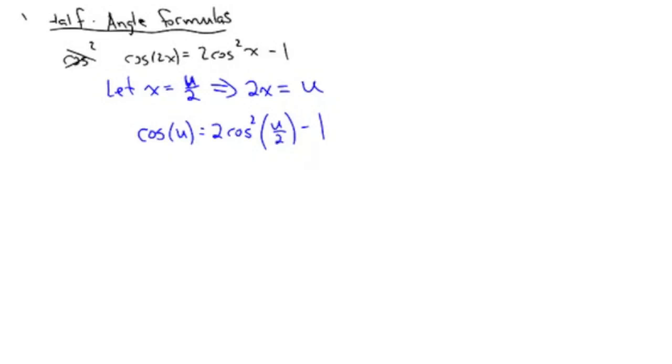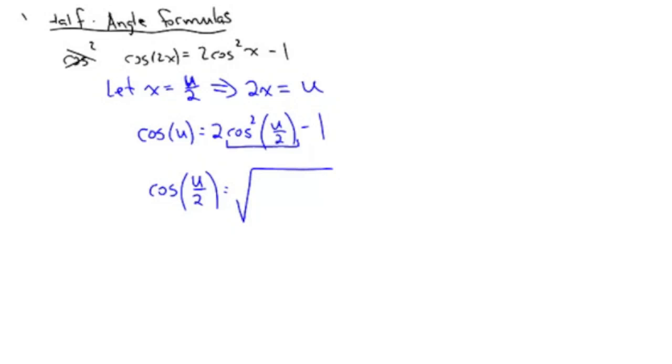Now, the goal here is to come up with a half angle formula, so I need to get this piece by itself. It's kind of like a power reduction, except we're going to go a little bit further. I want to get cosine of u over 2 by itself, no square. So the first thing you're going to move is the 1. Then you're going to divide by 2. And then to get rid of that square, you're going to square root it.